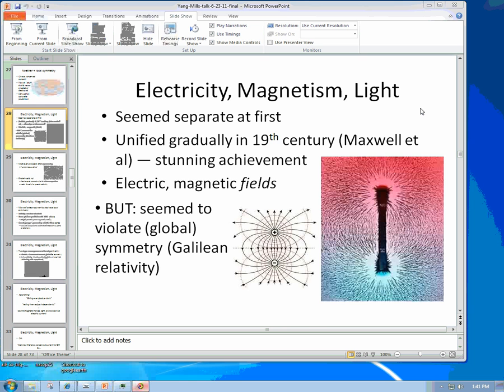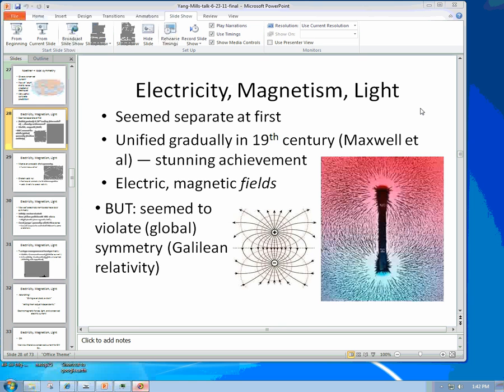So I want to talk about electricity, magnetism, and light. It's definitely a particular topic in physics, and it's going to be of particular relevance to this story. All three of those things seemed quite separate at first. Electricity, when they first discovered electrical phenomena like static electricity, and magnetism seemed quite separate. But fairly early on, people discovered that they influenced each other and therefore must be linked in some way. And light seemed to be a completely different thing.